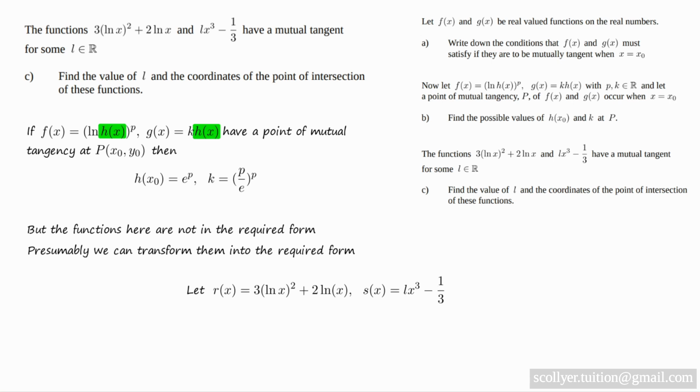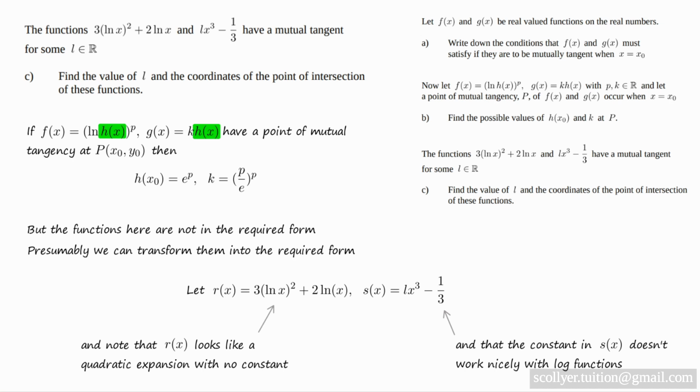And so we will call the function involving the log of x r of x and the function involving x cubed s of x. We can immediately note that r of x looks rather like a quadratic expansion, but it's lacking a constant. We can also note that the constant in s of x doesn't work with log functions particularly nicely. And we have to bear in mind that we need to produce the same function in both s of x, or a variant of it, and r of x. So constants that don't work nicely with log functions are not what we need.